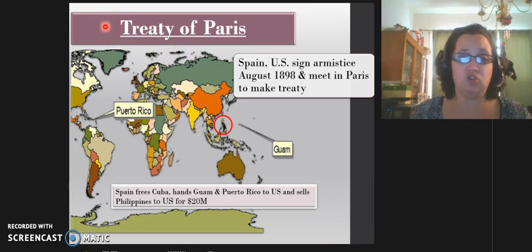And we have yet another Treaty of Paris. That's why it's a good idea to look at dates. The United States and Spain sign an armistice in 1898. And Spain frees Cuba, which is over here. They give Puerto Rico and Guam to the United States, and these become protectorates, not states, but areas protected by the United States. And they sell the Philippines to the United States for $20 million. So you can see the United States has changed its foreign policy drastically from isolationism to imperialism.